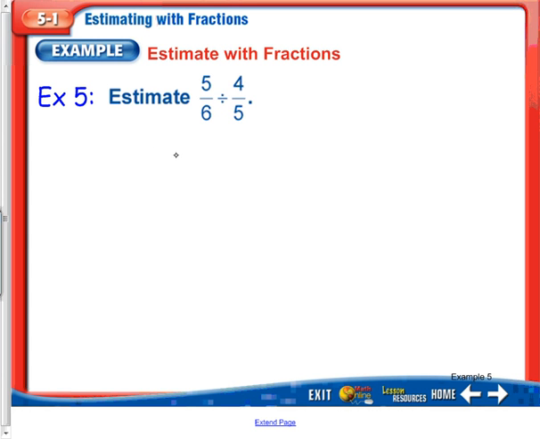Okay, so estimate. I see that we're dividing, so I'm going to copy the problem, 5/6 divided by 4/5. Now we don't even know how to divide fractions yet, so again, remember, we're just estimating. 5/6 is really close to 1, divided by 4/5 is close to 1, and so 1 divided by 1 is just 1. So I know that when I really divide this problem, I should get an answer really close to 1.